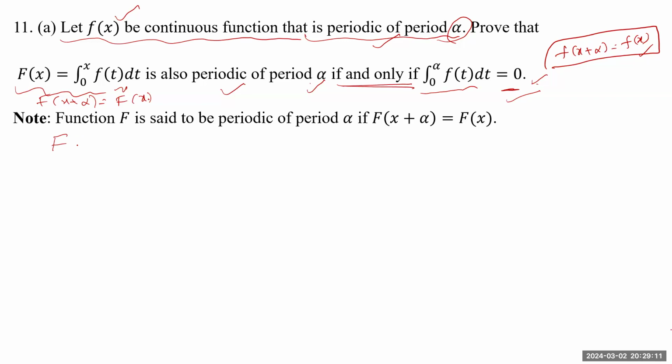No problem. Let us take F of x plus a minus F of x. First, I need to calculate these values. By definition of capital F, on the right hand side the integral upper bound is x. So my F of x plus alpha is the integral 0 to x plus a of f of t dt minus the integral 0 to x of f of t dt.